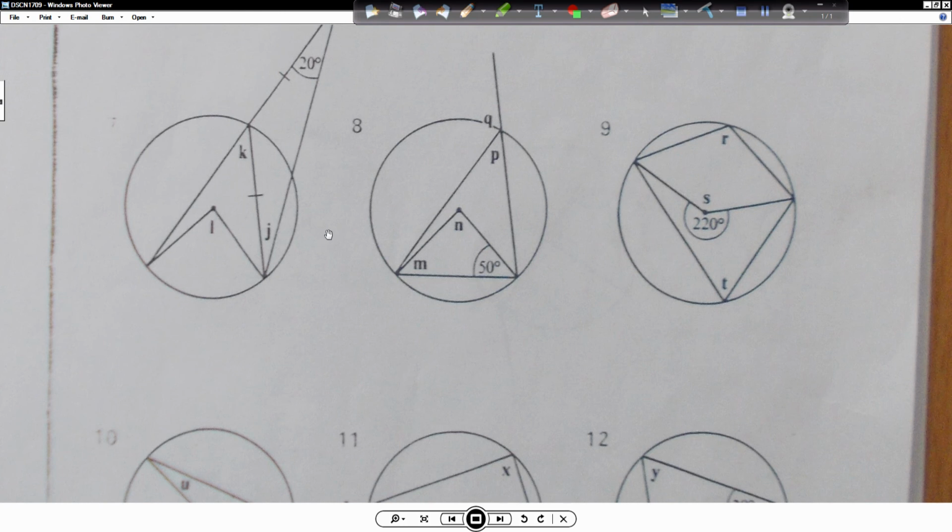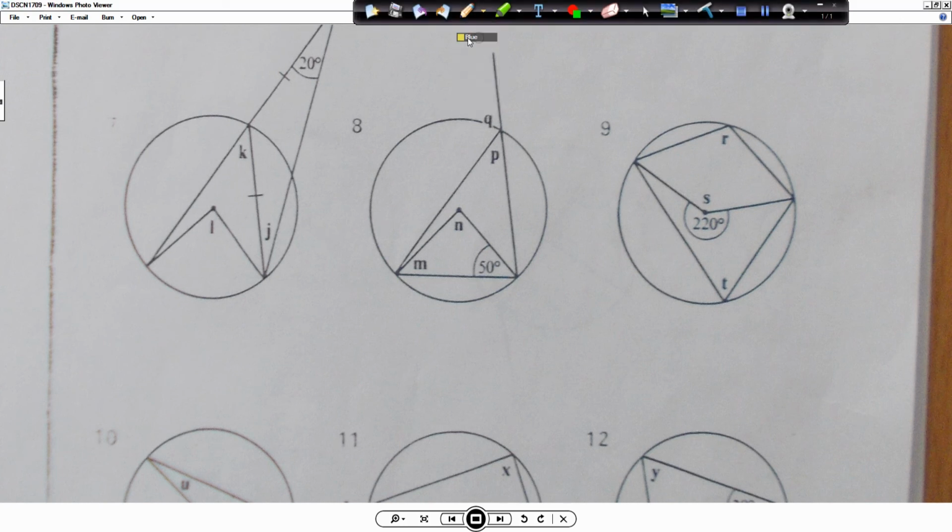Okay, number 7. So that's 20. What do these two lines here mean? Equal. So these lengths are equal. That's an isosceles triangle. So that's 20. This will also be 20. If that's 20, then this angle here will be 140. Why? Because the angle sum of a triangle is equal to 180. 180 minus 20 minus 20 is 140. That's how you explain it in the exam, yeah?